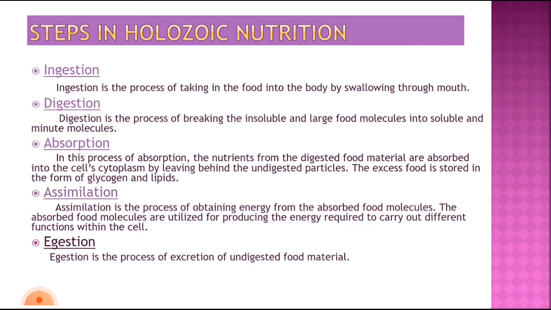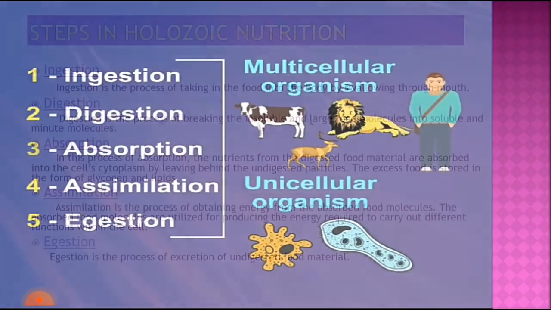Then next one is assimilation, which is a process of obtaining energy from the absorbed food molecules. The absorbed food molecules are utilized for producing the energy required to carry out different functions within the cell. Last one is egestion, which is a process of excretion of undigested food material.